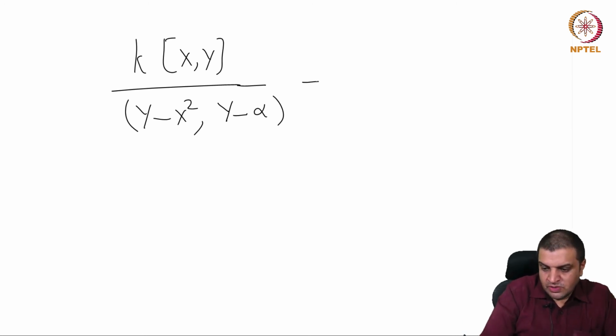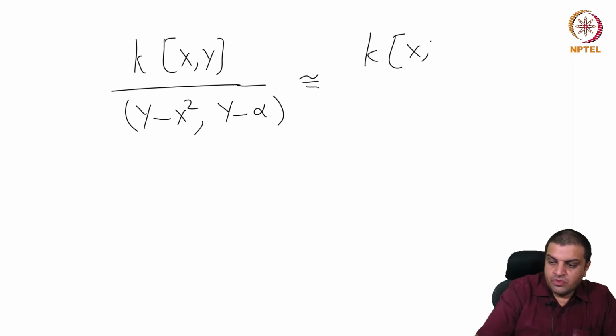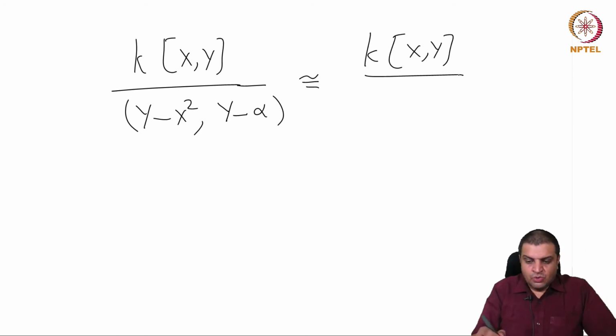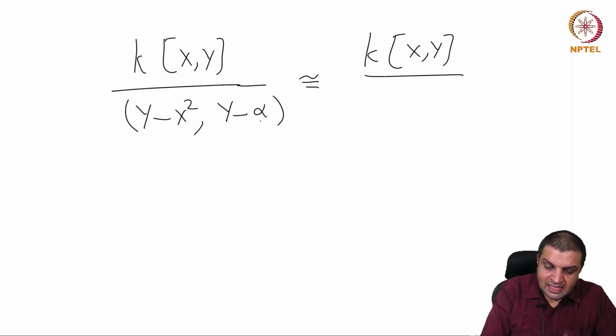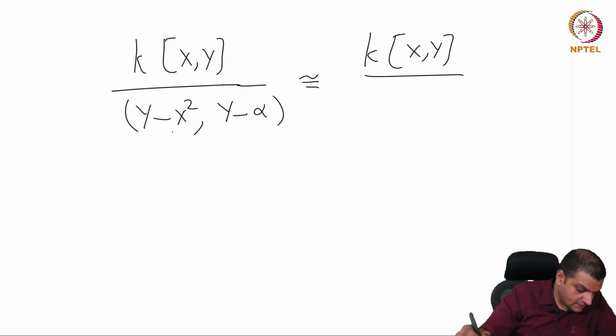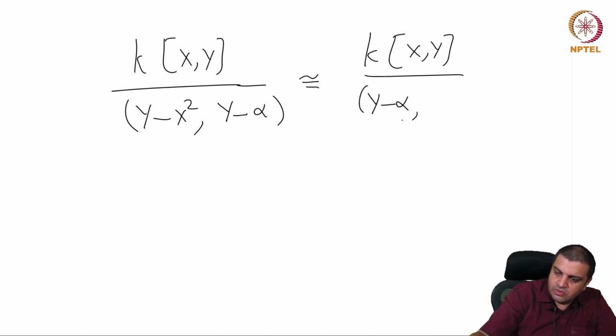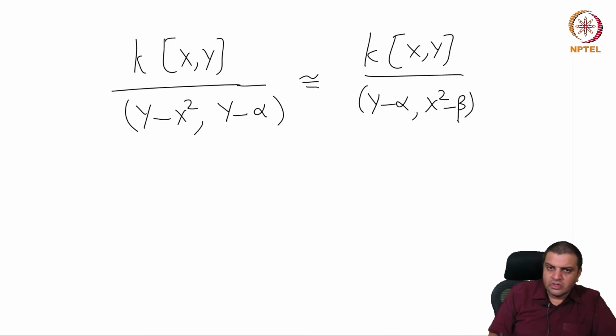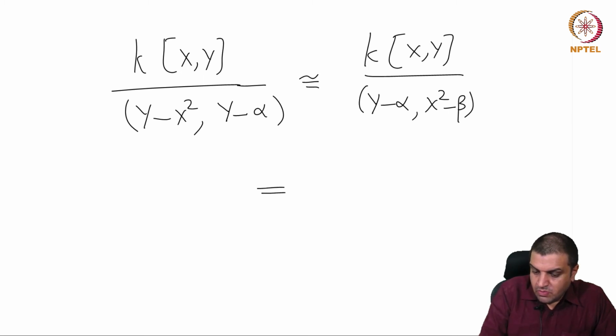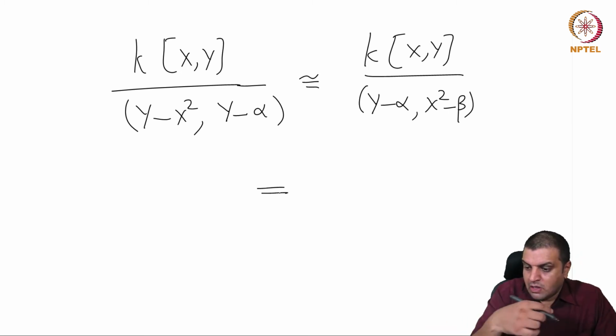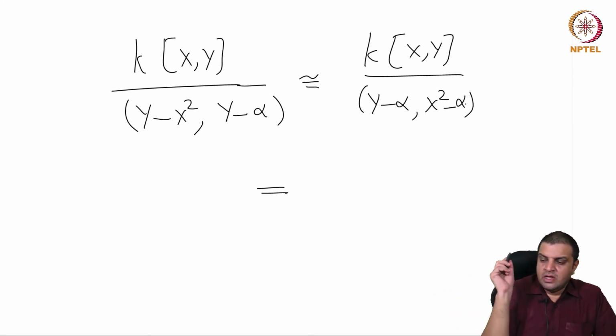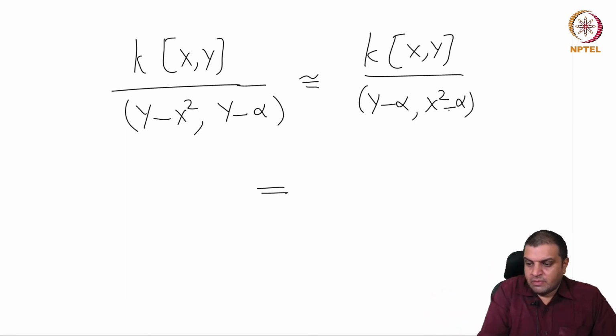So this is isomorphic to k[x,y] modulo, where y is alpha and the other generator is x minus x squared. We can rewrite this as x squared minus beta, and this is not alpha. So this is not a maximal ideal.